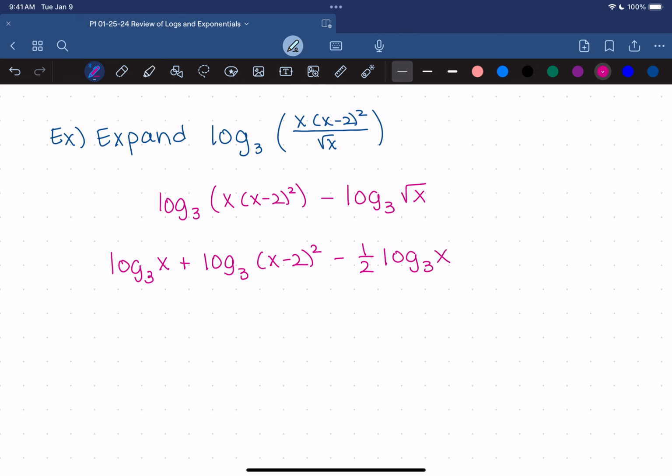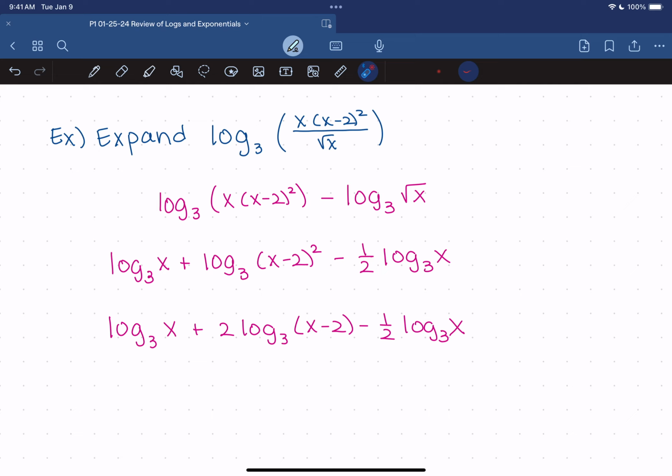And then we have this. And now, finally, this 2 is on the entire argument. So I can put that 2 out in front using the power property. And I finally have my answer. And that's pretty much it.